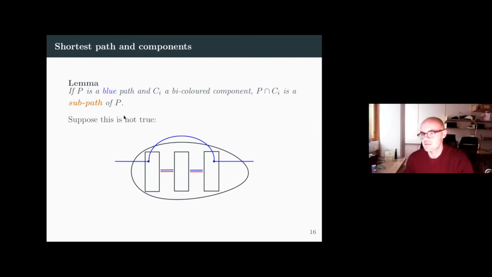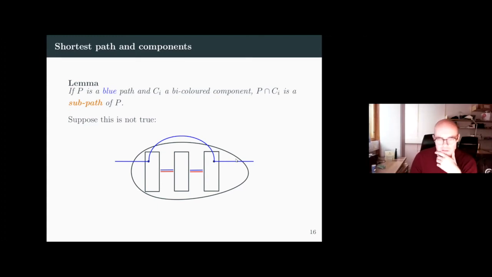Okay, so again, it's not very hard, it's just a tiny bit technical. Suppose this is not the case. So you have this blue path P, and then you have two points which belong to the component C, and the path in the middle is not a path in this component, right? So this blue path here does not belong to C. So what's the length of this path? It's exactly the difference of levels in blue, right?